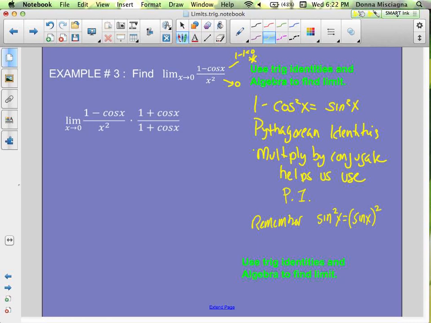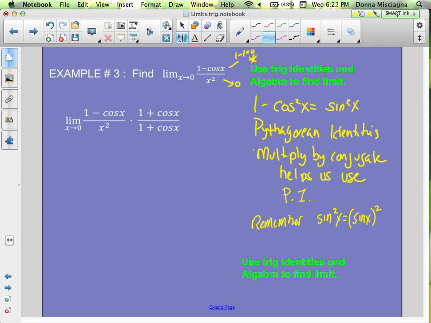So use trig identities and algebra to find the limit. If you can't substitute, try the Pythagorean identity. We don't have anything up there right now that could be a Pythagorean identity, but if we multiply by the conjugate, we will. If you have a fraction, a rational function, and one part's a binomial, try multiplying by the conjugate. Not going to work every single time, but a lot of times it will. And with cosine, it's going to give you something that you could substitute using a Pythagorean identity. So multiplying by the conjugate helps us use the Pythagorean identity.